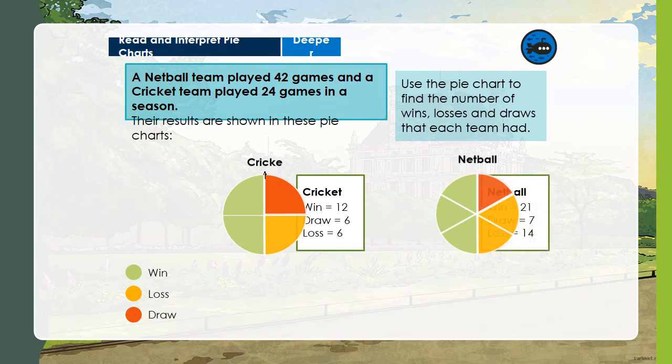The netball team won 21 games. They drew 7 games, and they lost 14. 2 segments would make 14 because one segment represents 7. I know you all managed to get that, so well done. And if you didn't, don't worry, it's not the end of the world. Maybe play it back, watch it again at your own pace. You will get it. Persevere, persevere, persevere.